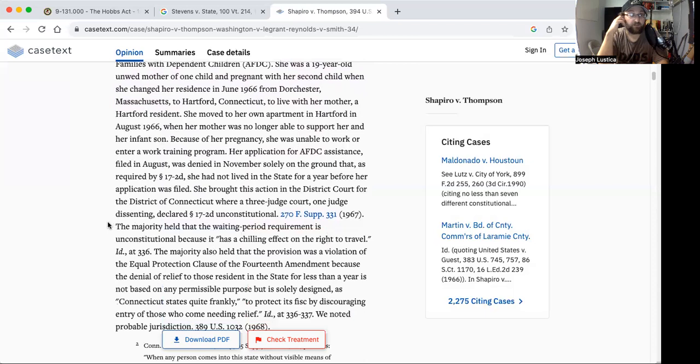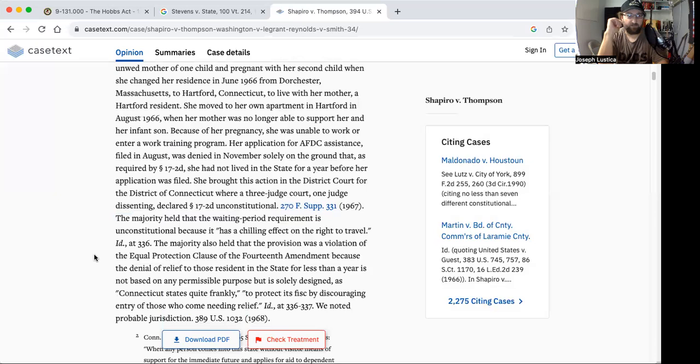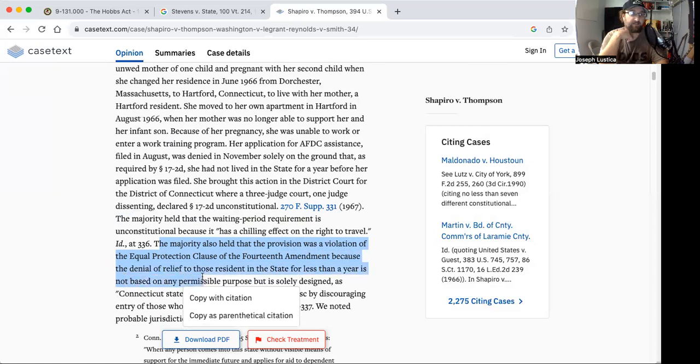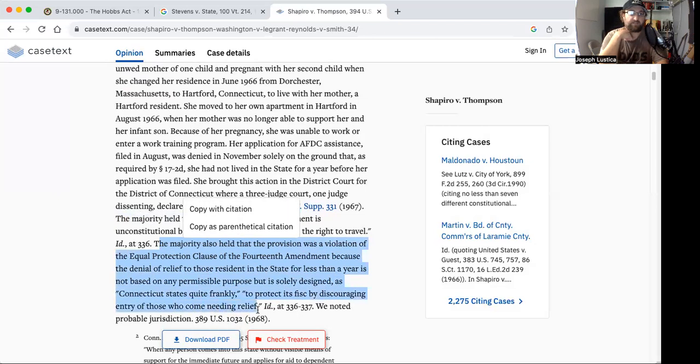All right. So the majority held that the waiting period requirement was unconstitutional because there's a chilling effect on the right to travel. The majority also held the provision was a violation of the Equal Protection Clause of the 14th Amendment because the denial of relief to those residents in the state for less than a year is not based on any permissible purpose, but is solely designed, as Connecticut states quite frankly, to protect its fisc by discouraging entry of those who come needing relief.